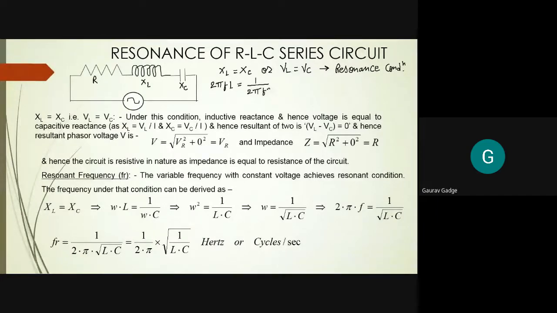This particular concept you have already studied in the previous year, previous semester, or maybe in school. So you know those concepts. So when we say 2πfL equals 1 upon 2πfC, that means the resonance condition. The equations of XL and XC we have already written. XL is inductive reactance and XL equals 2πfL. XC equals 1 upon 2πfC. We have gone through that concept of resistor, inductor, and capacitor. From that only we are writing this particular expression.